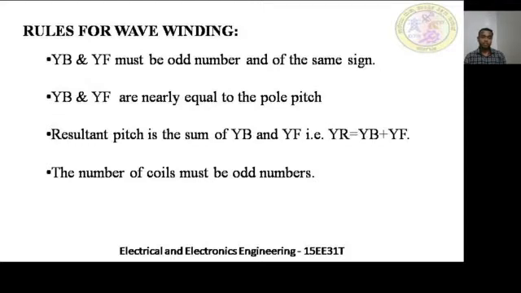In the fourth rule, the number of coils must be an odd number. The coils we are taking for the armature winding have to be odd in number. As I said, odd means 51, 73, 99. These are odd numbers. So the coils we are taking have to be odd in number. These are the first four rules you have to consider while doing the wave winding.